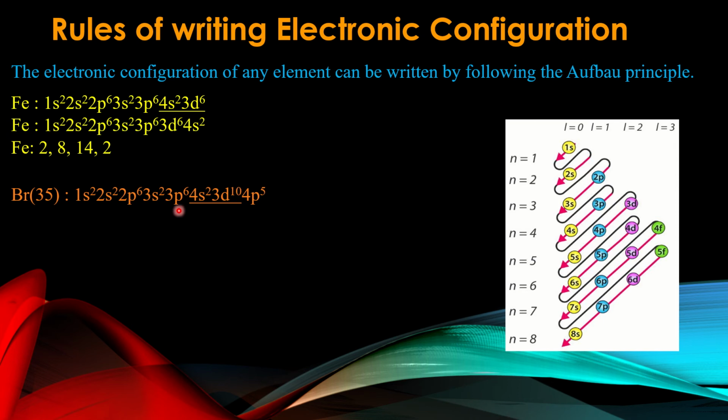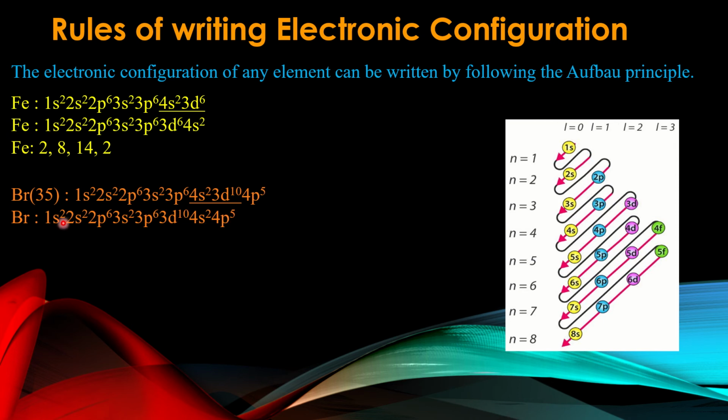Now 5 electrons are left. You will count the electrons from here: 2, 4, 6, 10, 12, 18, 20, 30. Now 5 electrons are left. So after the 3d orbital there is 4p. So now it is 4p5. Now look, the orbitals are not arranged here. So you will arrange the orbitals and it will be 1s2, 2s2, 2p6, 3s2, 3p6. After 3p, 3d will come, 3d10, 4s2, 4p5.